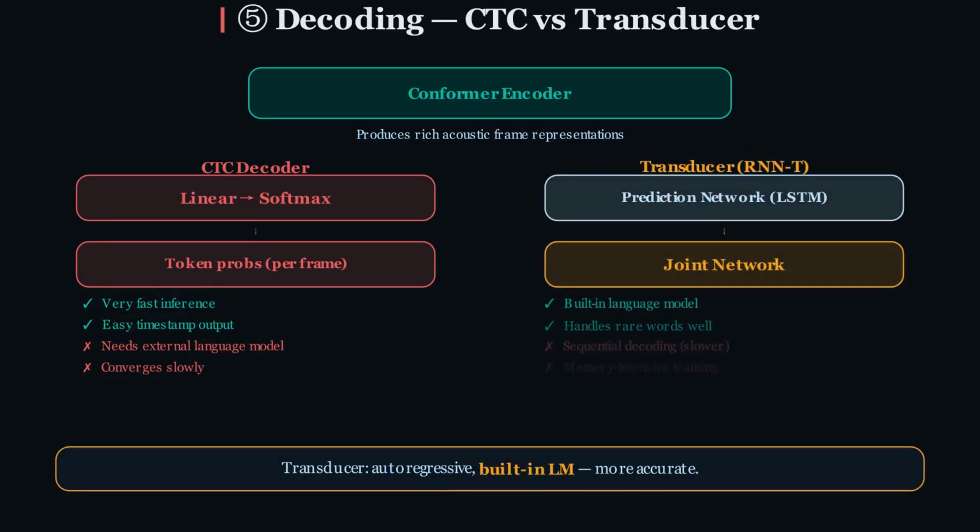The second option is the transducer, also called RNN-T. It pairs the encoder with a prediction network, essentially a language model running on previously emitted tokens. A joint network fuses acoustic and linguistic features. This auto-regressive design gives the transducer a built-in language prior, making it significantly more accurate on rare words and proper nouns. The trade-off is slower sequential decoding.